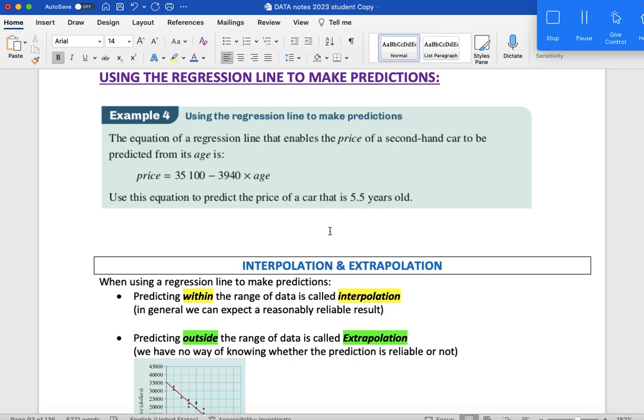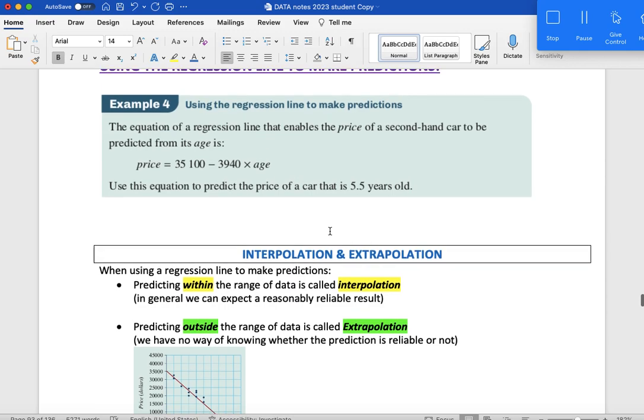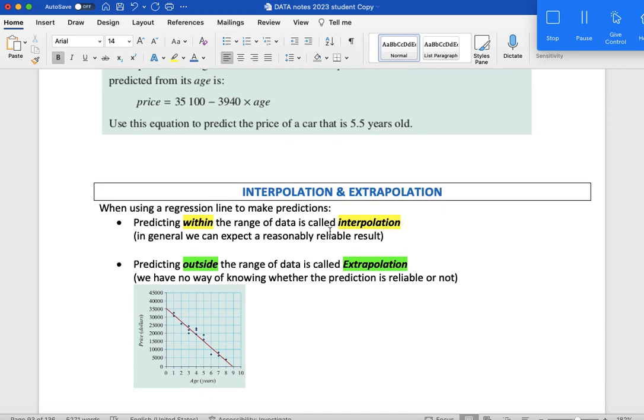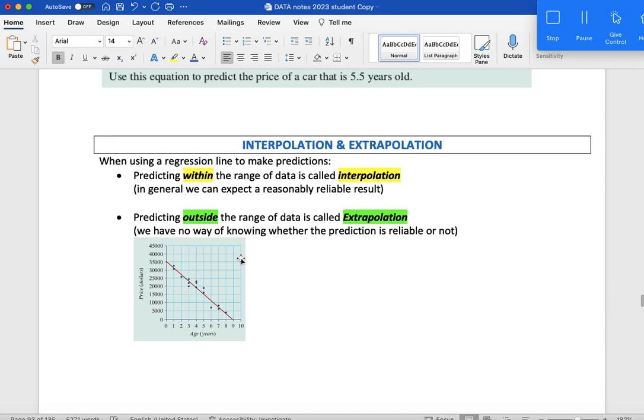All right, then moving on, what we would do when we make predictions, we like to say whether it was interpolating or extrapolating. So what interpolating means is that you have predicted within your data range.